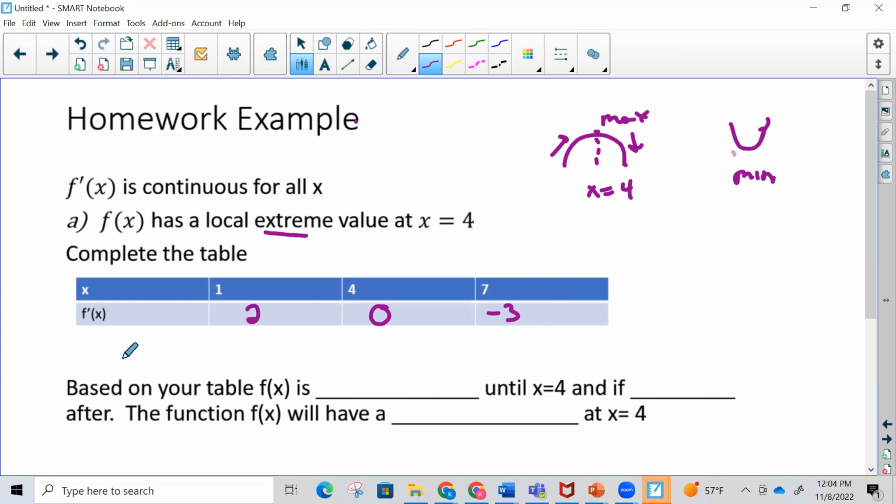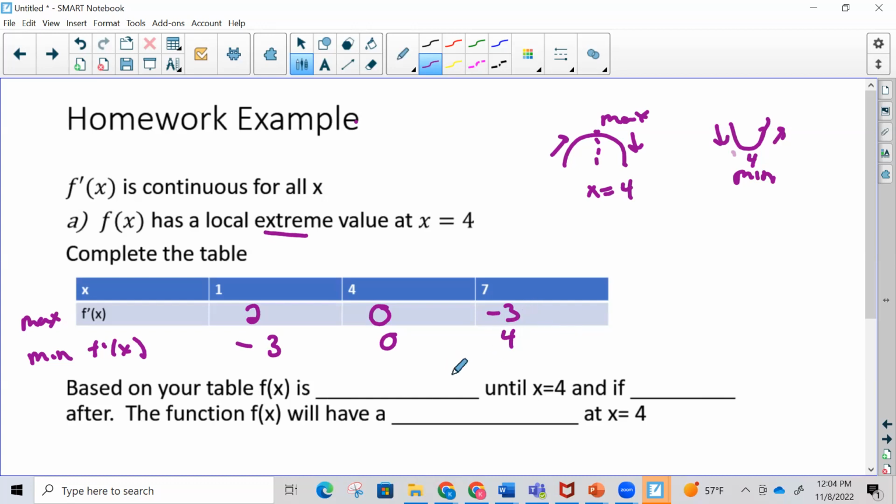If you think it's a min, you could do this a different way, and it would be the same idea. But if you consider it a min, well, at 1, if this is where my min is at 4, it would still be 0. But at 1, my function would be decreasing, so the slope would be some negative value. Again, pick any negative number you want. And then after 4, so at 7, the function would be increasing, and so that slope would be positive, and you pick any positive number.